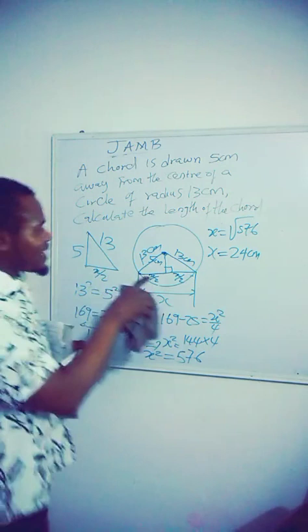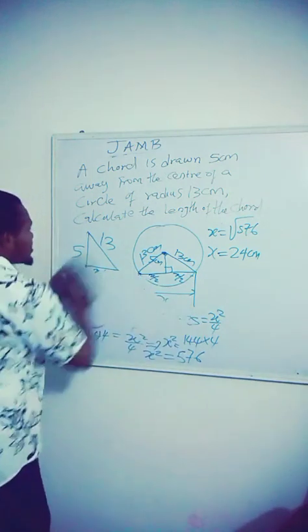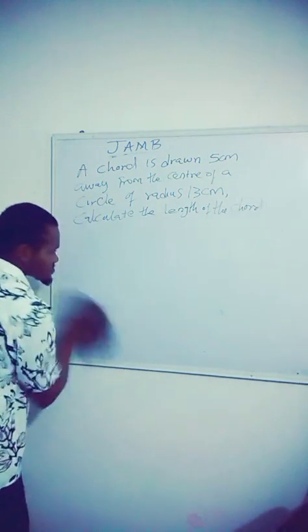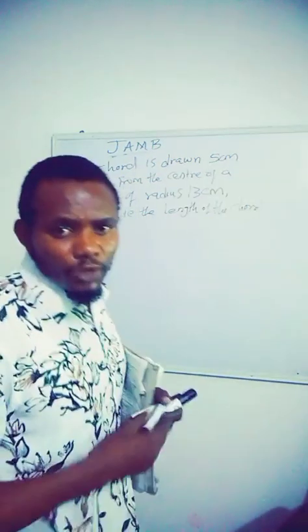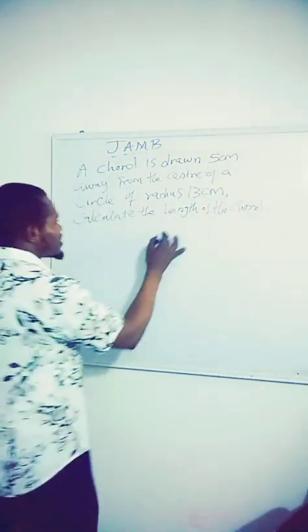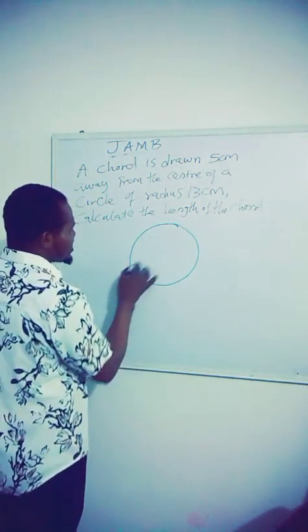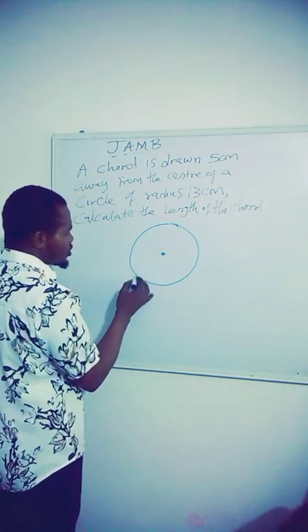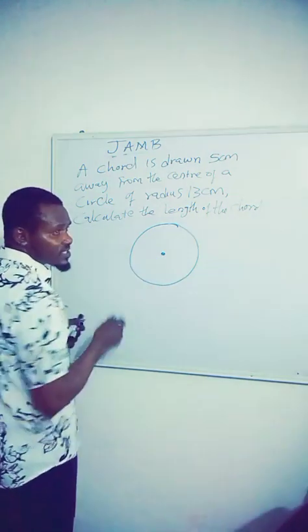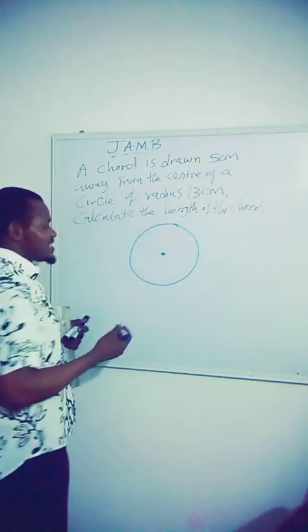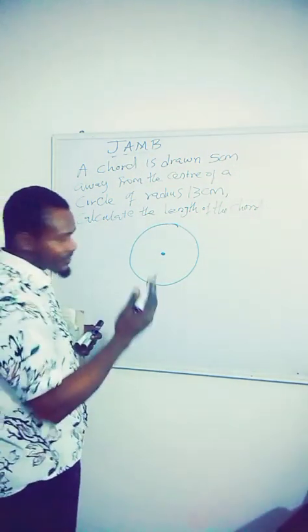So I'm going to repeat this. Do I need to interpret the circle again? Okay, let's quickly interpret. I told you that a chord does not run through the center of the circle. So if it does not run through the center of the circle, it should be below or above the center, or to the side. That is where you have your chord.